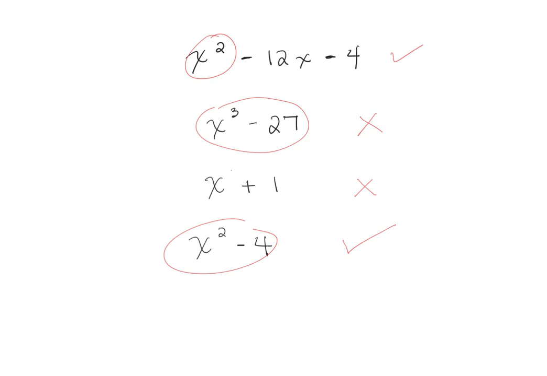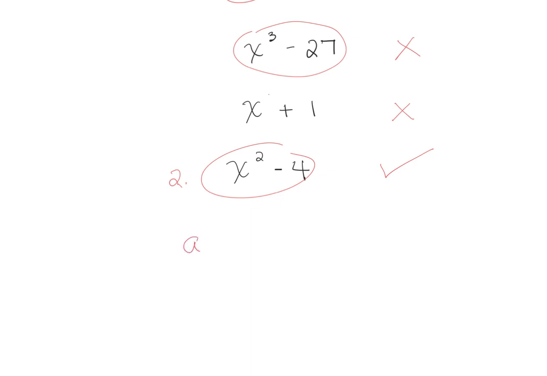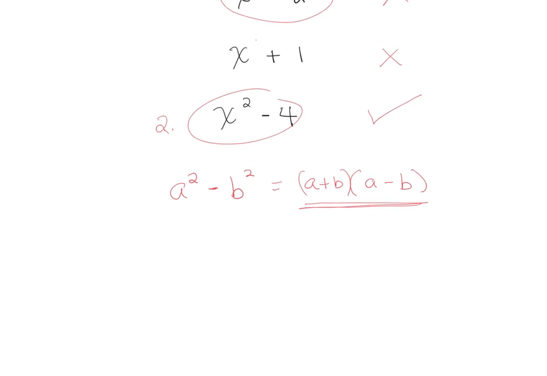Now, between the two, let's say 1 and 2, which one is a difference of squares? A difference of squares means something squared minus something squared. So a squared minus b squared is equal to a plus b times a minus b. Something squared minus something squared is equal to the first power plus the first power times the first power minus the first power. Two binomial expressions in parentheses. Let's take a look at that example.